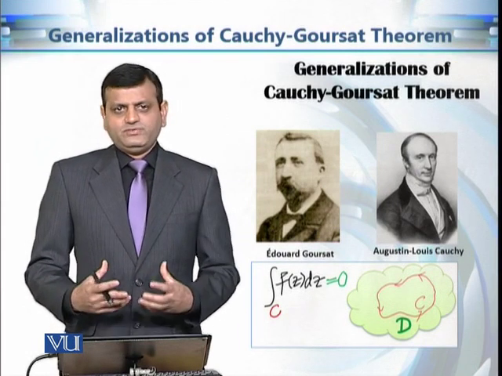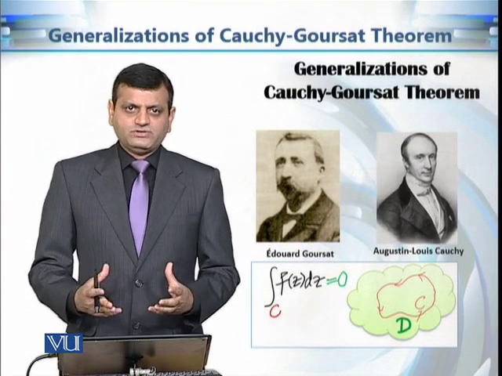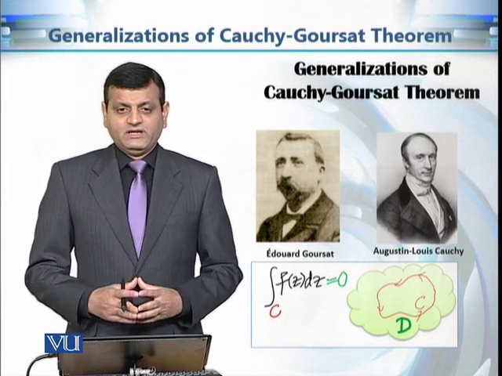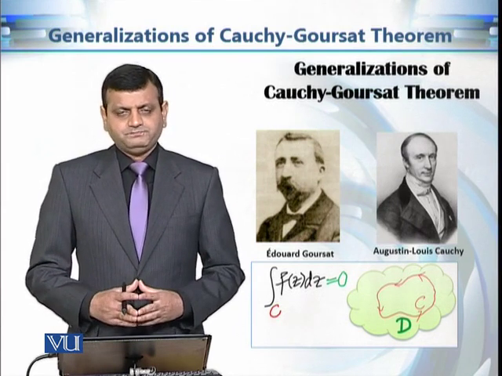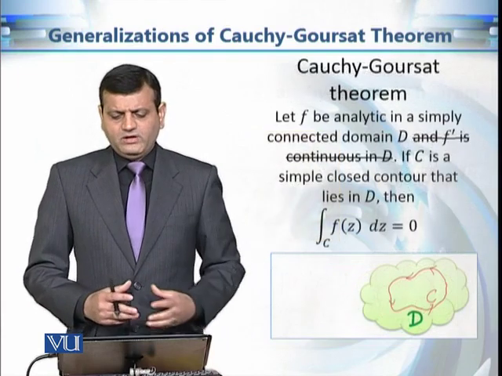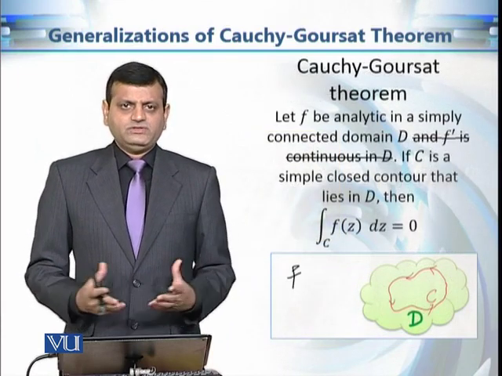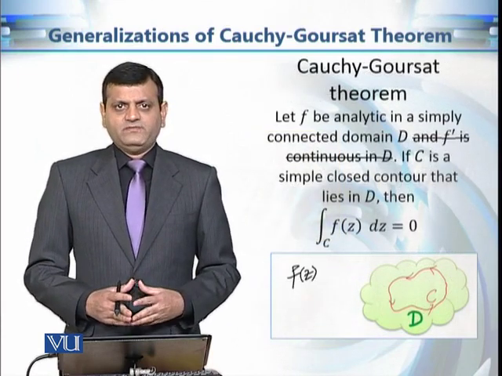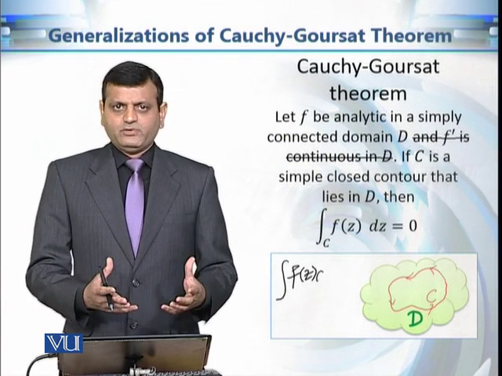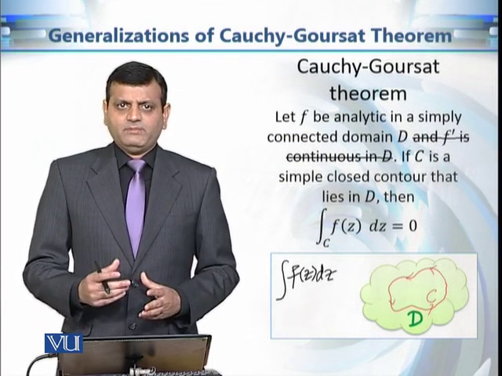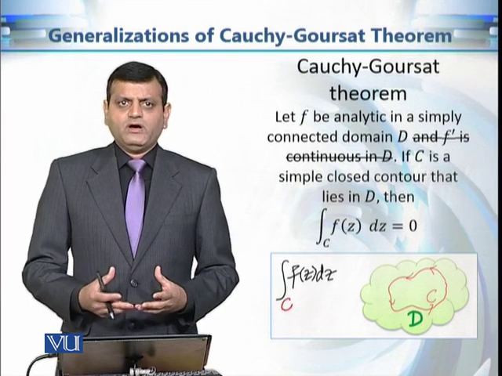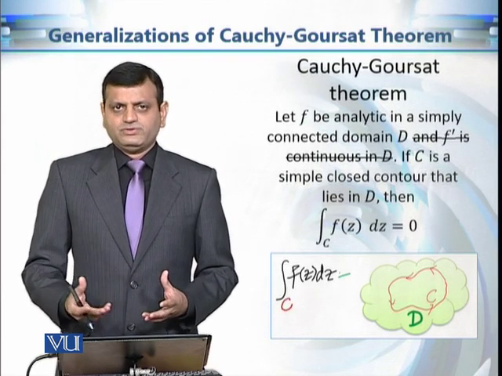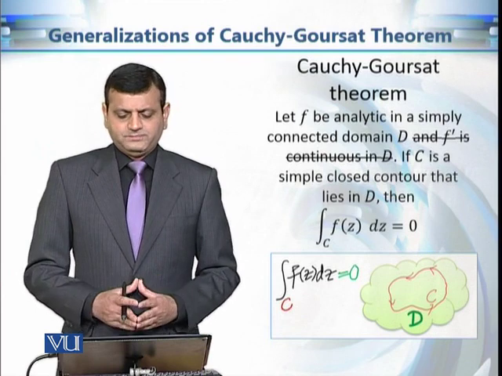This is the continuation of our discussion on the Cauchy-Goursat theorem and its generalizations, and of course its consequences. Now let's have a recall. What is the Cauchy-Goursat theorem? It says that if we have an analytic function in a simply connected domain D, then the contour integral along any simple closed contour is going to be equal to 0.